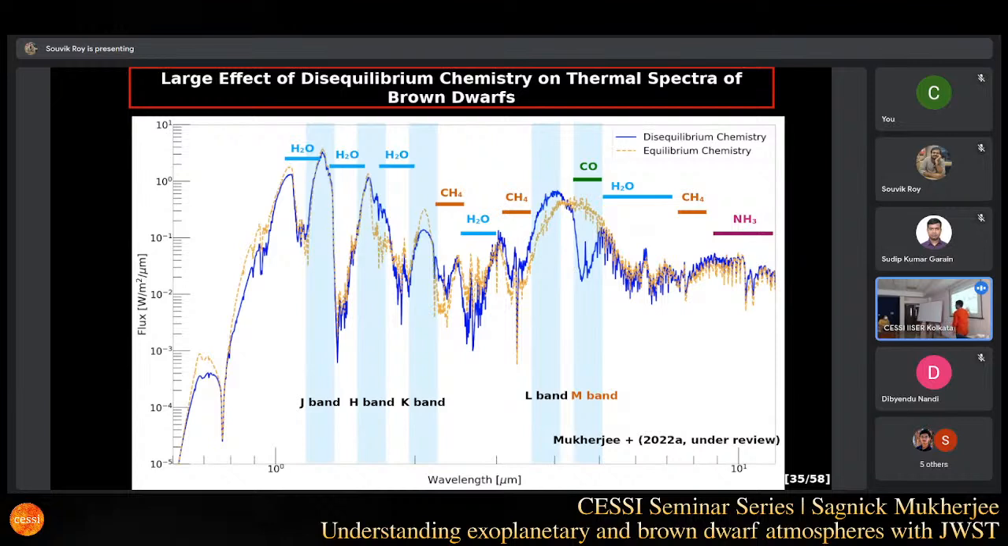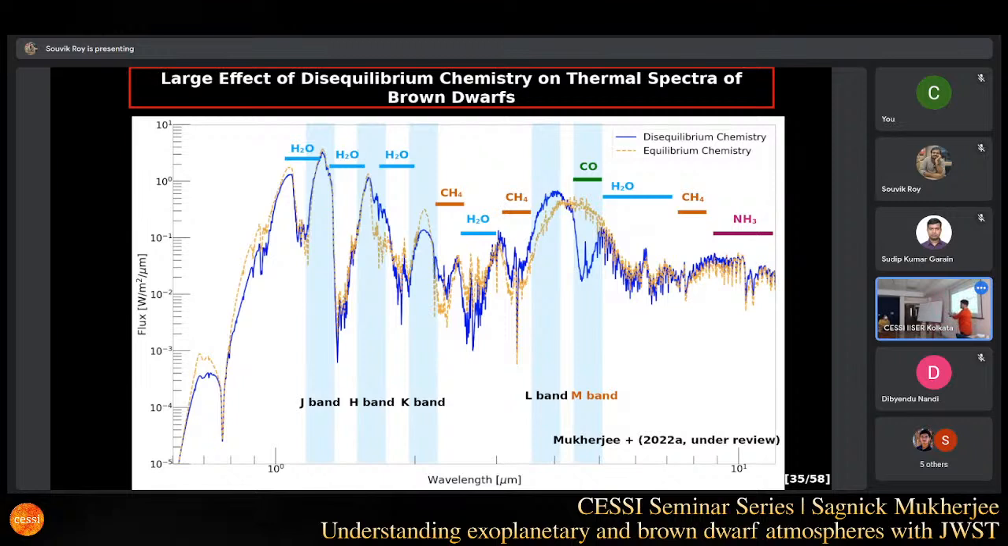Now look at this band called the M band. The orange line shows you the spectrum if you did not have dynamics, that is, chemical equilibrium. The blue line shows you the spectrum if you had dynamics, or chemical disequilibrium. And you can see in this M band, which is between 4.5 to 5 microns, you get a large difference between the two spectra, because that's where CO is the main absorber. Dynamics has led to 10 orders of magnitude difference in CO. So you get a very deep absorption of CO if you have dynamics. So this is an observable effect.